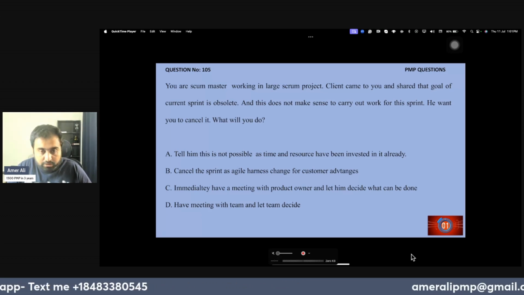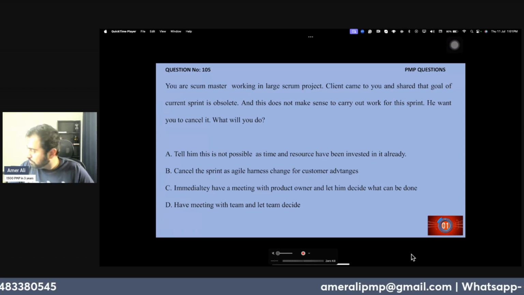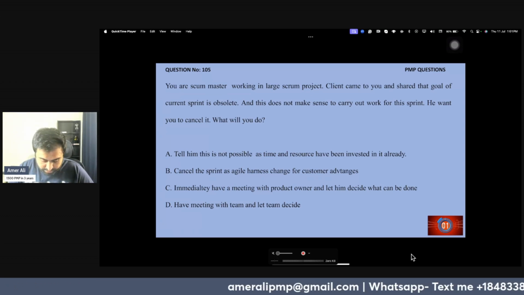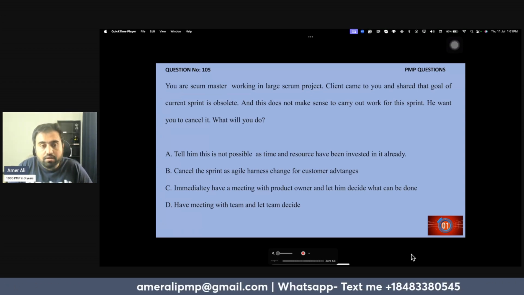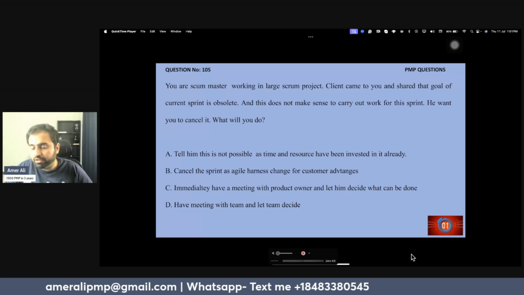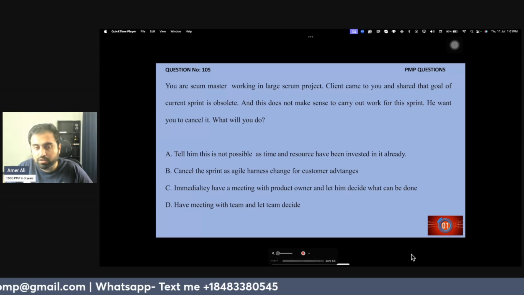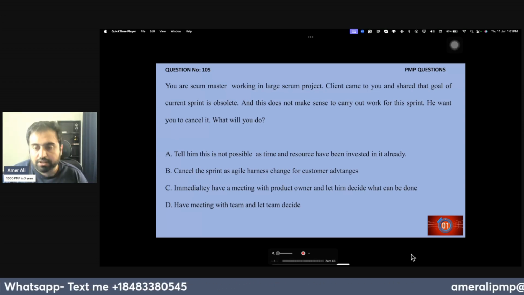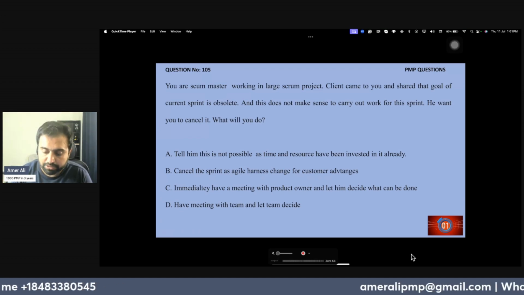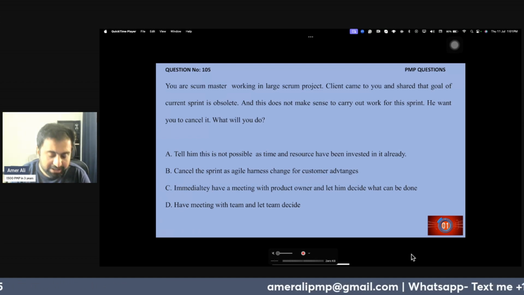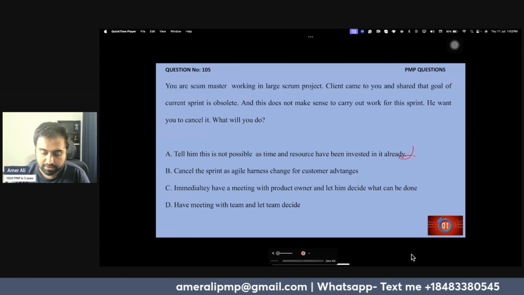Okay, so what's your answer here, guys? C. You're a Scrum Master working with a client who came to you and shared the goal of the current sprint. Tell him it's not possible. No. Respond to the what are the four values of Agile, guys?